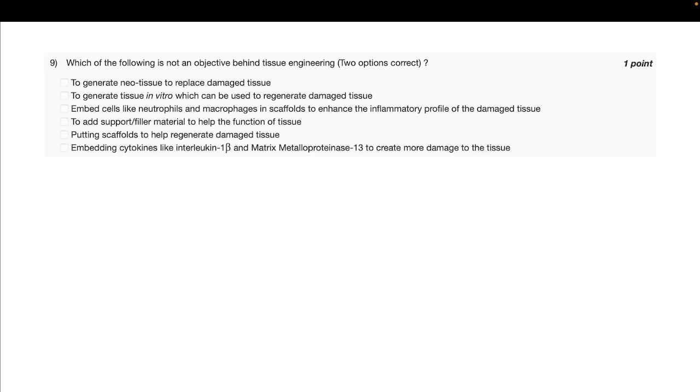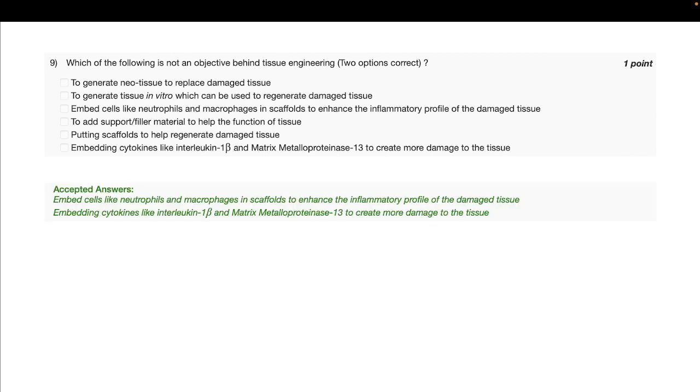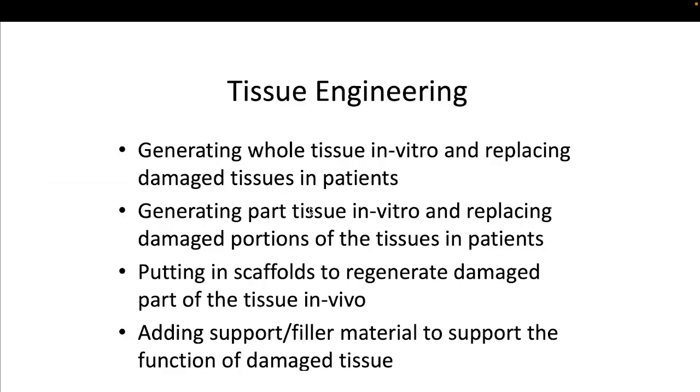Okay, nothing. So let's look at the answers. The correct answers are option 3, that is embed cells like neutrophils and macrophages in scaffold to enhance the inflammatory profile of the damaged tissue, and the last option, embedding cytokines like interleukin 1 beta and matrix metalloproteinase 13 to create more damage to the tissue. Most of you got the last option correct. So let's look at the applications of tissue engineering.